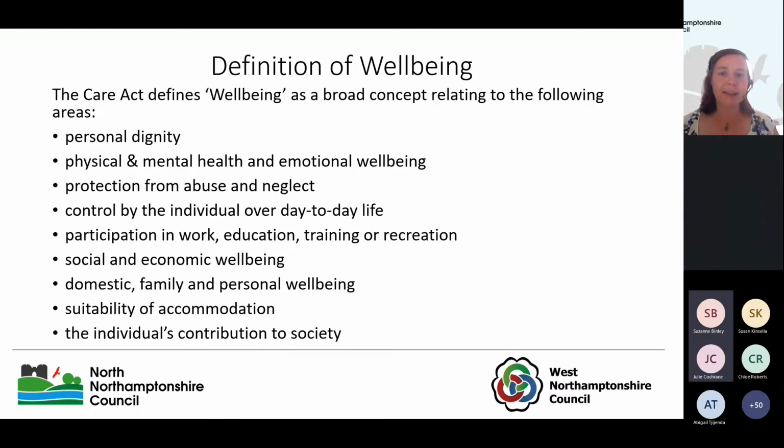Now, sometimes we can forget that because we assume that naturally in our lives we can kind of do that for ourselves. But for a lot of the adults that we're working with, they're not always able to do that and keep themselves safe. Having control over our everyday lives, again, that's something we tend to take for granted. We tend to assume that we have some level of control over our everyday lives. But again, for the adults that we look after with care and support needs, they're not always able to control their everyday lives. That they can participate in work, education, training or recreation.